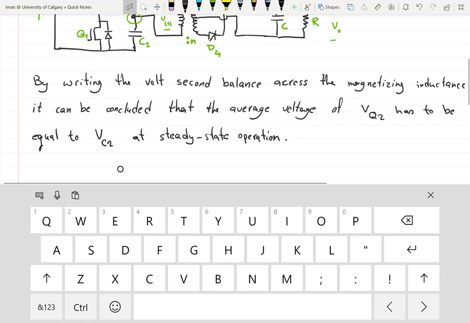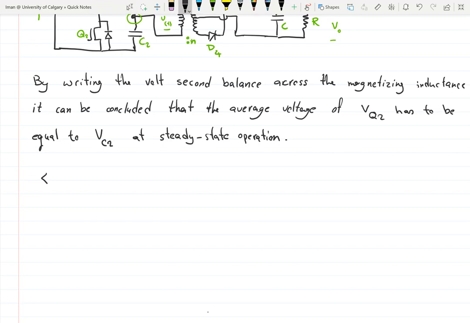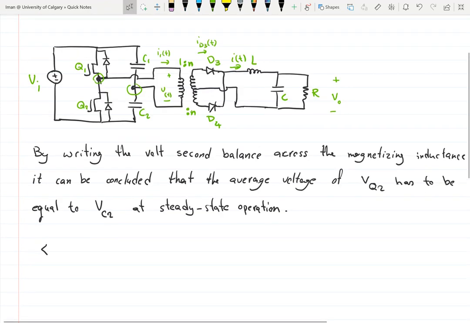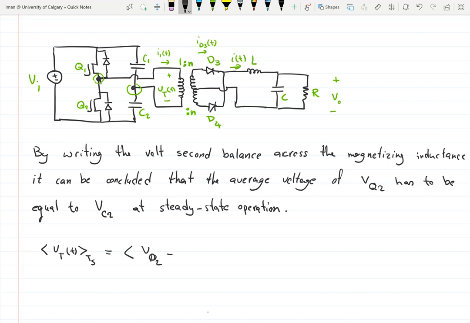So why is that? It's because, let me write the transformer voltage as V of transformer T. Now the V of transformer T over 1 is equal to VQ2 minus VC2 TS, therefore the average of VQ2 TS is equal to the average of VC2 TS.